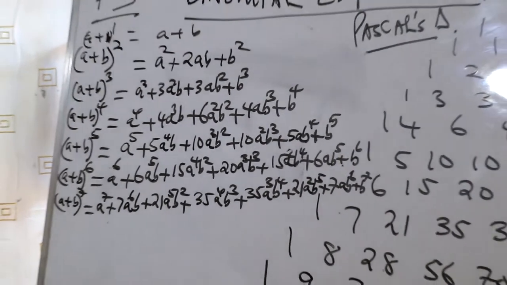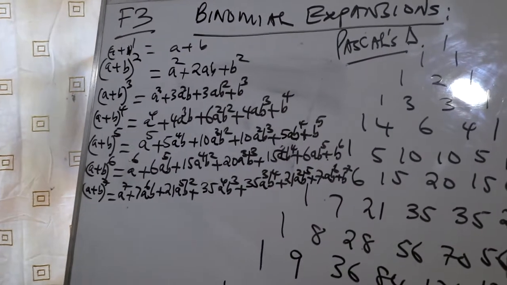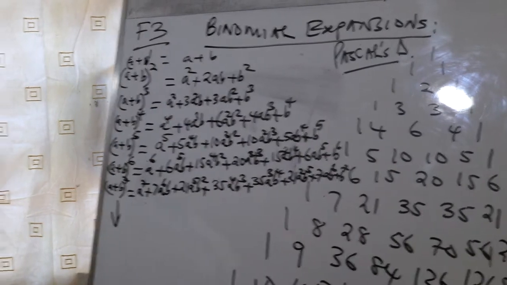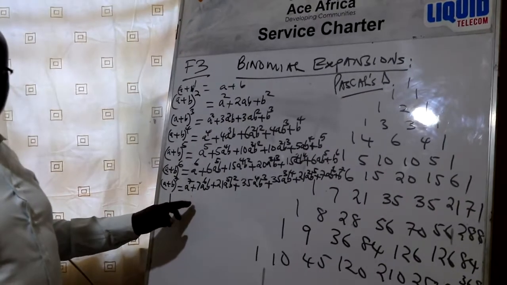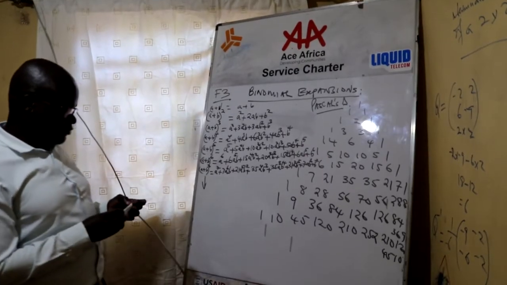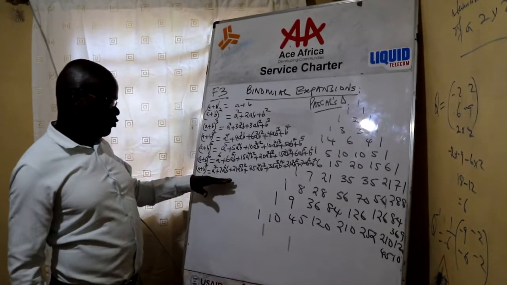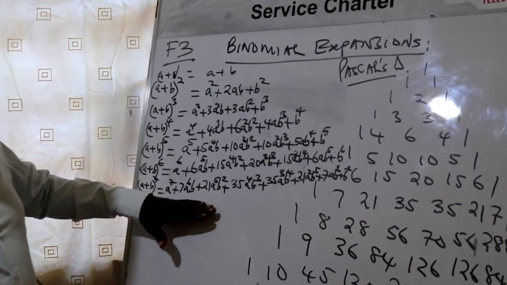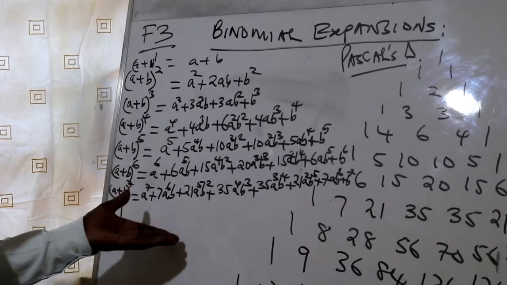Okay, the last one. A plus b brackets raised to 7. The last one. Somebody to read it for us. Then we start following through.